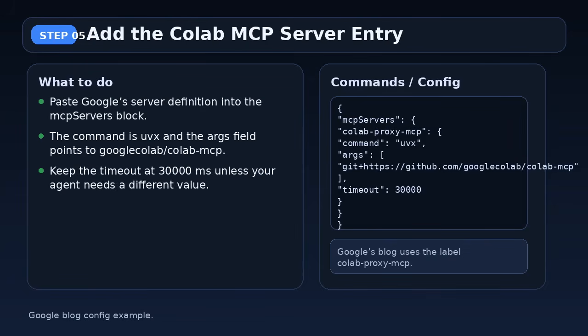Step 5. Add the Colab MCP server entry. Now add the Colab MCP server entry inside the mcpServers section. The command should be uvx. The args field should point to the git source for googlecolab/colab-mcp. The timeout should be set to 30,000 milliseconds. In Google's blog example, the server is labeled colab-proxy-mcp. The name can vary, but the command, args, and timeout are the key fields.